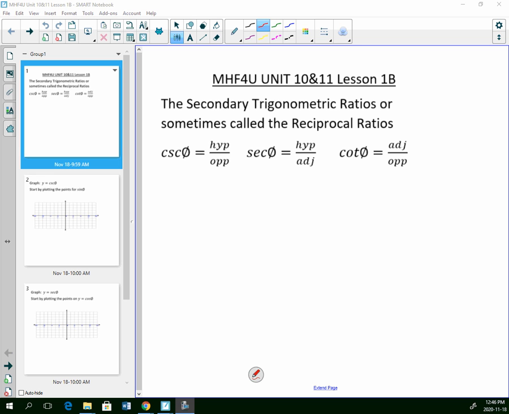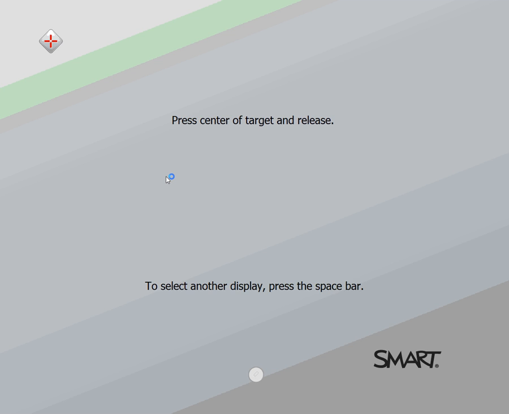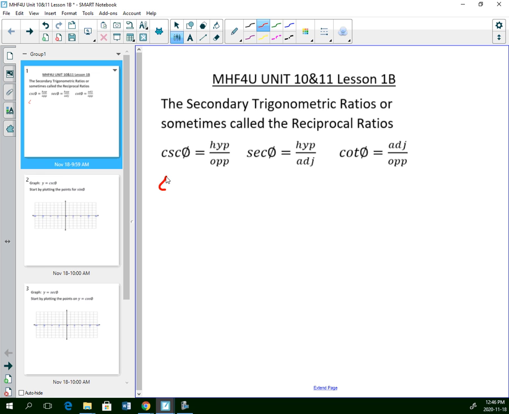So CSC is the, let me fix my screen here. My screen was not working great this morning. I think maybe because no one's used this for a week. Let's see how it goes.